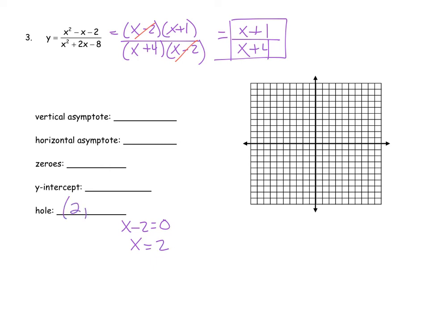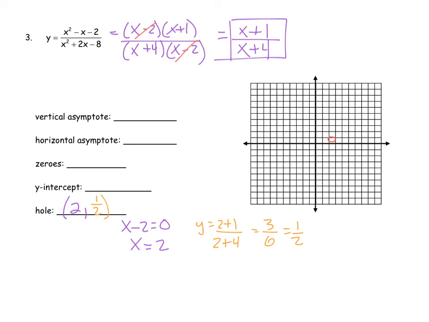I get the something by plugging 2 into my new equation. So if I plug in 2, I've got 2 plus 1 over 2 plus 4. 3 over 6 tells me I have a hole at 2 comma 1/2. I'll go ahead and put that on my graph right away.